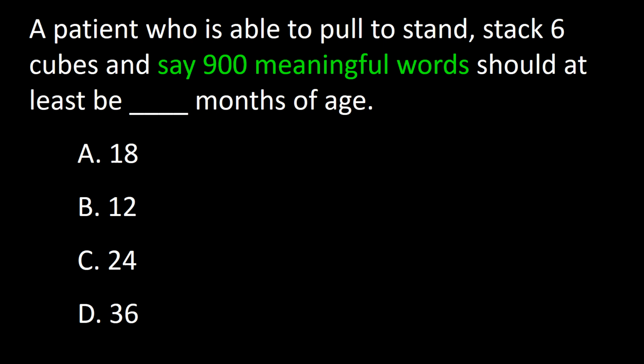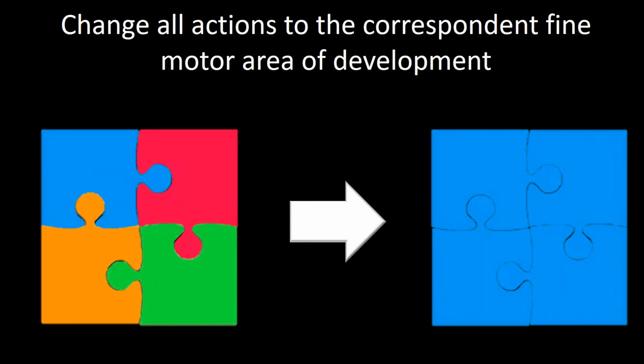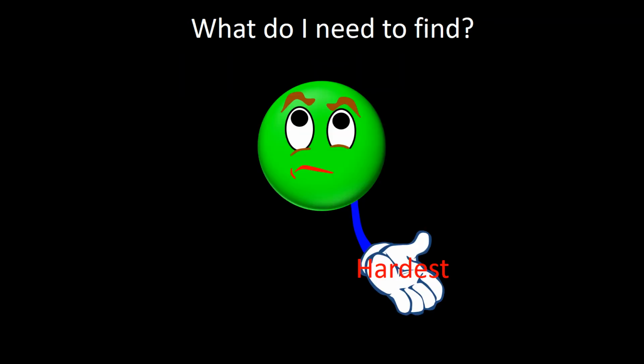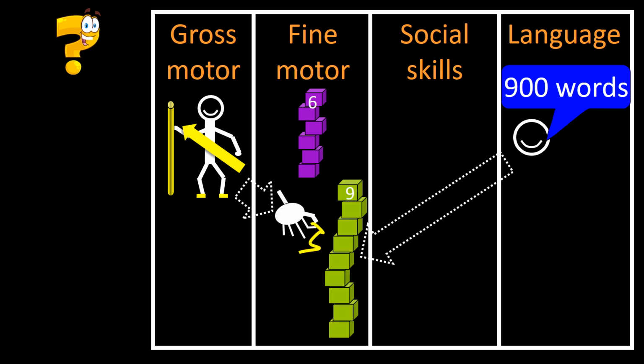So we go through the usual steps related to this type of questions. That is, we first arrange each milestone according to the appropriate area of development. Second step, we convert them all to the same area, if they are not so to begin with, and then find the hardest. So this is the product of the first step. As you can see, all milestones are in different developmental areas. This is the product of the second step. As you can see, all milestones are in the fine motor developmental area.